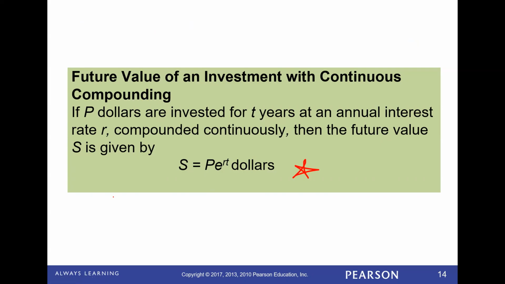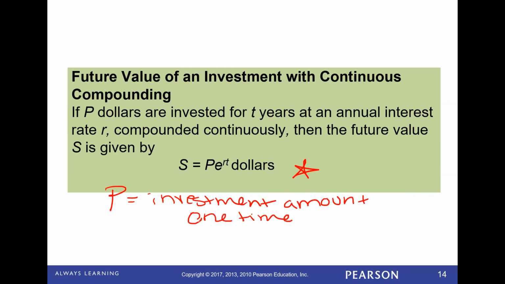Now, as you look at this one, P is still going to be, again, the amount that you invested. Again, it is a one-time amount. So again, this is a one-time thing. That'll make sense in the next section why I keep referring to it as one time. R, again, is still going to be my rate. Again, normally as a percentage, put it in decimal form. T is still going to be my time. And again, for this one, please make sure it's always in years.